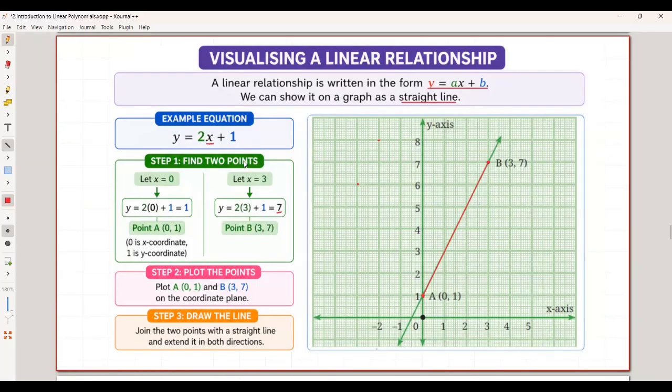First, find the 2 points. Second, plot the points on the graph sheet. Third, draw the line. We will get a straight line. So this is how we represent a linear relationship in a graph: you will get a straight line.